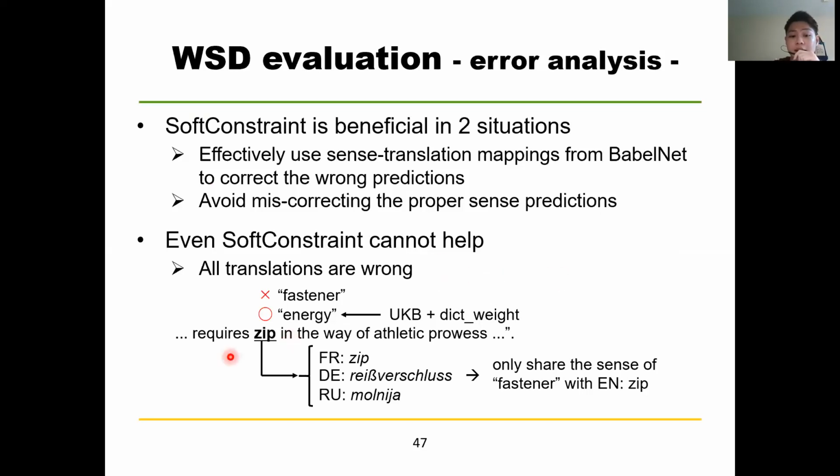For example, in the sentence here, the word zip has the sense of energy instead of the sense of fastener, and the base system UKB correctly predicts the sense of energy. However, when we translate this sentence using the NMT models, all NMT models fail to translate the word zip correctly. Every model uses the sense of fastener to translate zip. So this caused the error in our methods, and all of our methods fail to predict the sense of energy.